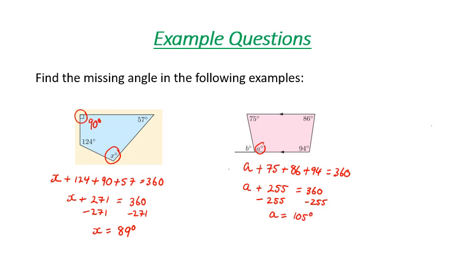Now if I wanted to work out B, I know that this angle here is a straight line, and the angles in a straight line equal 180. So I can say A plus B equals 180. A, I've just worked out, is 105, plus B equals 180. Therefore, B is going to give me a total of 75 degrees.